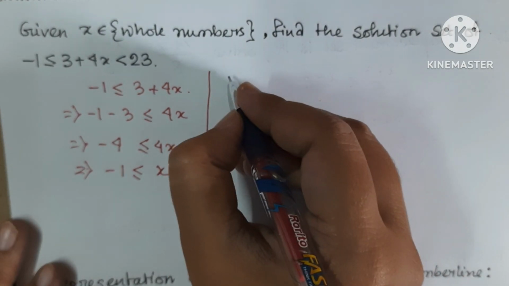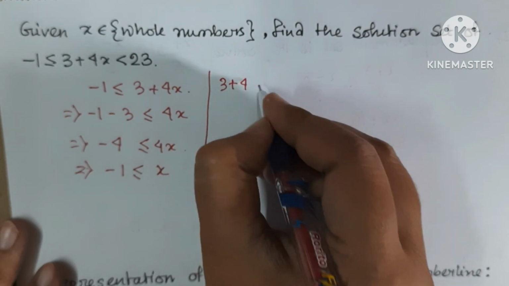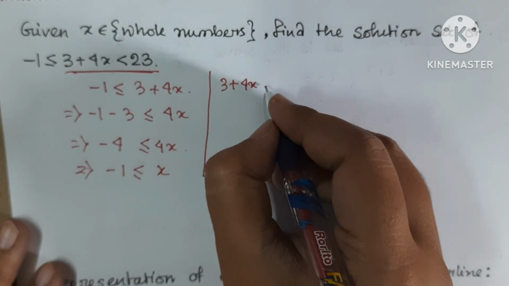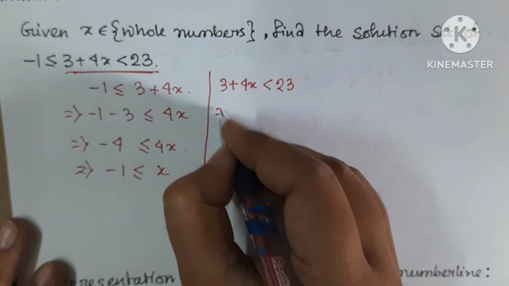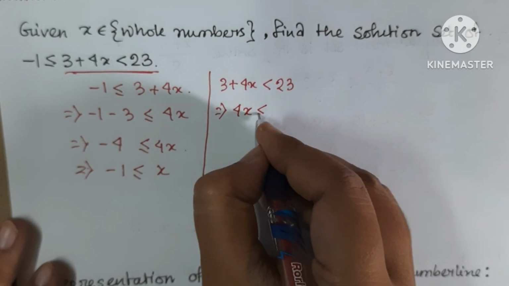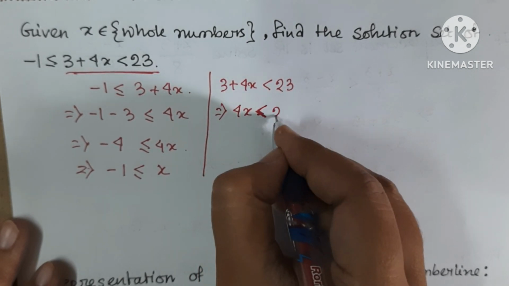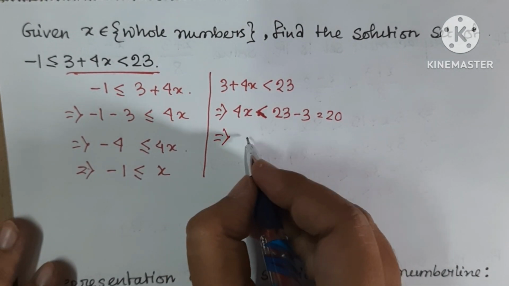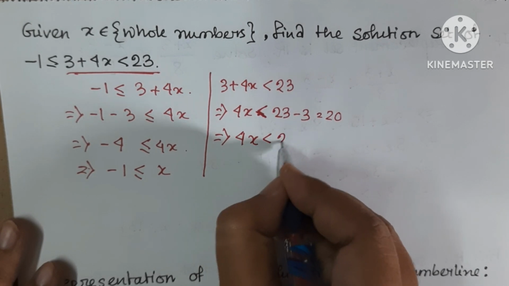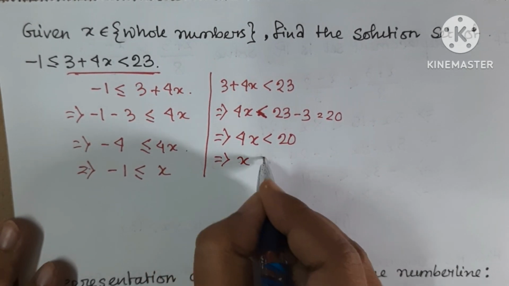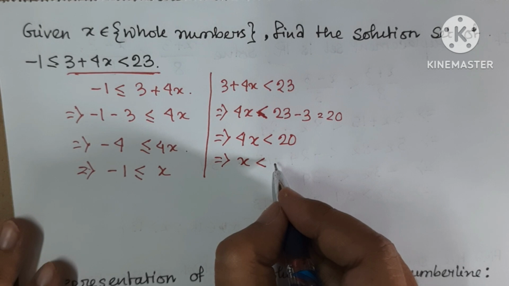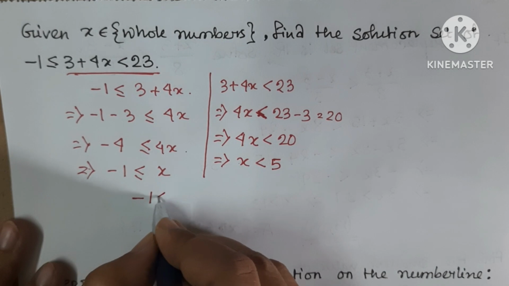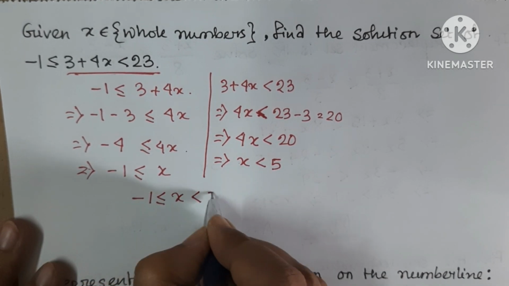And another part: 3 plus 4x is less than 23. So 4x is less than 23 minus 3, that is 20. So you can write 4x less than 20, x less than 20 by 4, that is 5, right? So you can write this like minus 1 less than or equal to x less than 5.